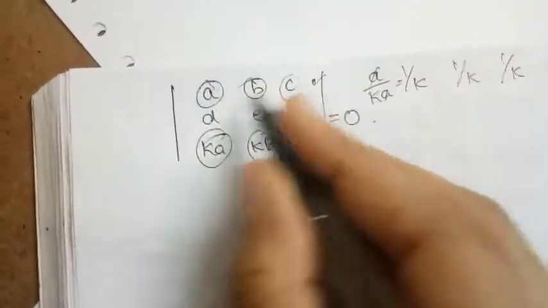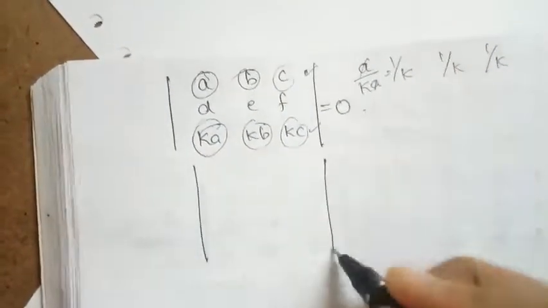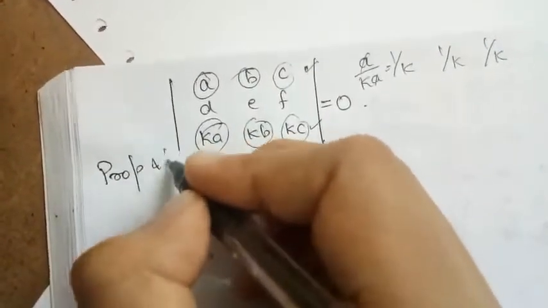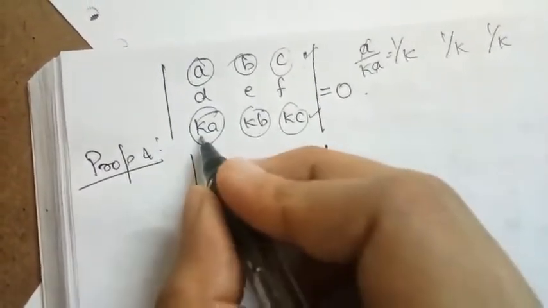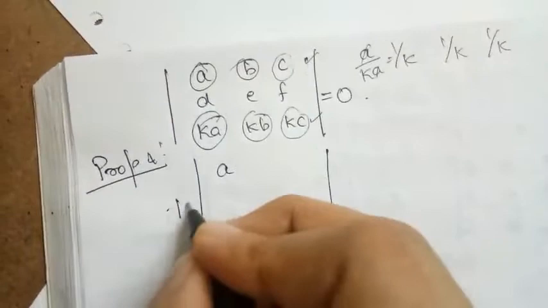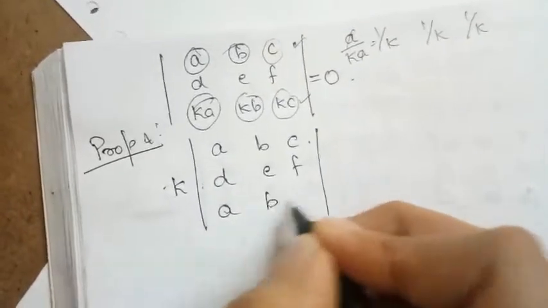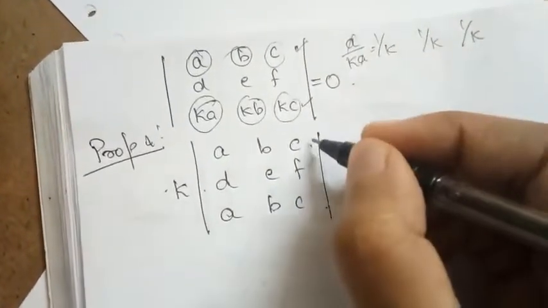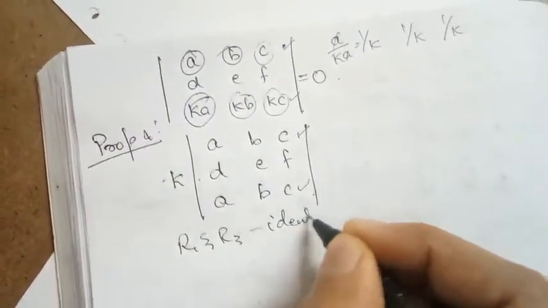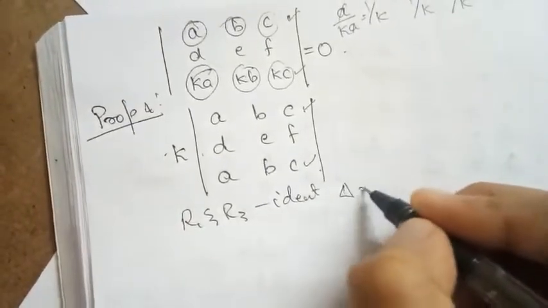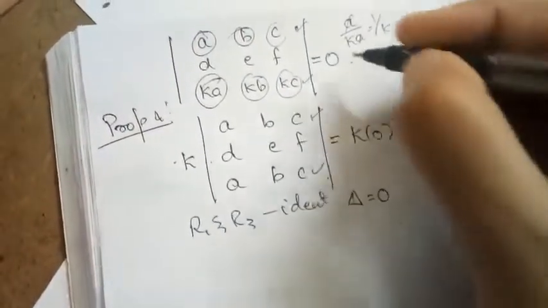See here there is a determinant a, b, c, d, e, f, k times a, k times b, k times c. So by property 4, I can take this common k outside, because k is a common multiple in the third row. That becomes a, b, c, d, e, f, a, b, c. Now look into this determinant. R1 and R3 are identical. If any two rows or two columns are identical, we know that the value of that determinant is equal to 0. So the value of this determinant becomes 0. K times 0 is equal to 0. So that is what they are saying.